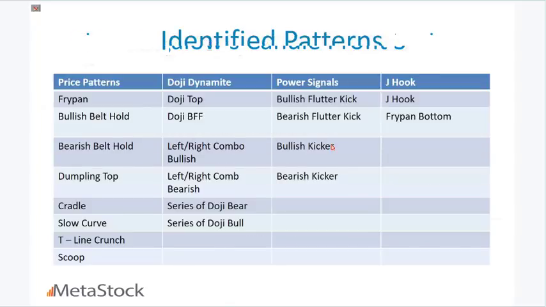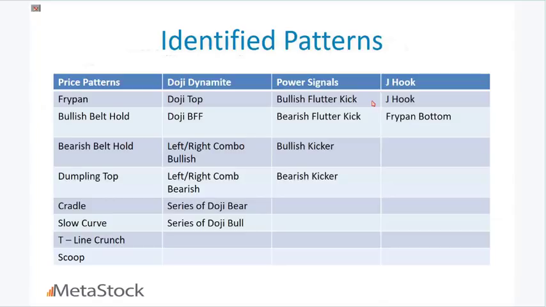The product basically consists of 20-ish patterns. This is a list of the patterns and how we've got them identified. You'll see fry pan, bullish and bearish bolt holds, dumpling tops, cradles, slow curves, T-line crunch, scoop, the doji dynamites, your power signals, and your J-hook and your fry pan bottom. I want to show you exactly what that means on a chart and how you scan for those patterns, and how you can use that to identify exactly the patterns.